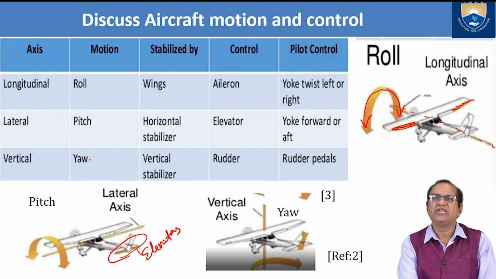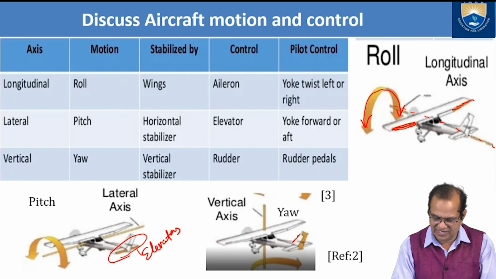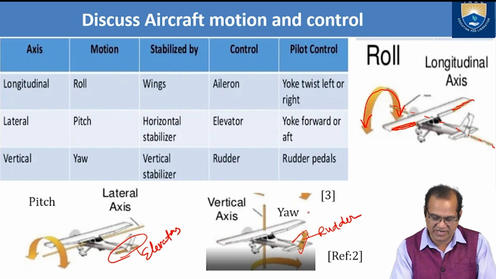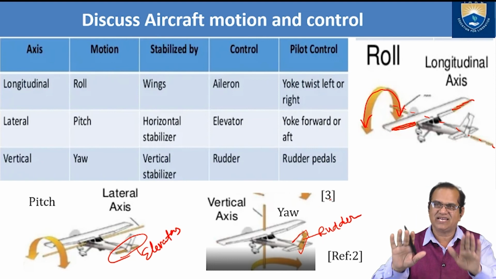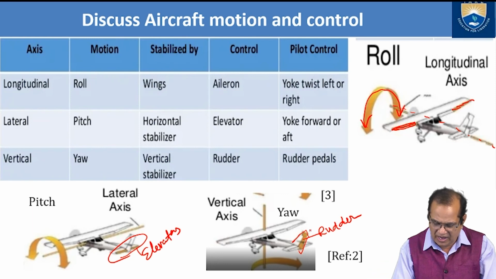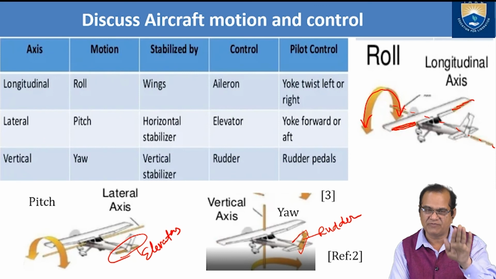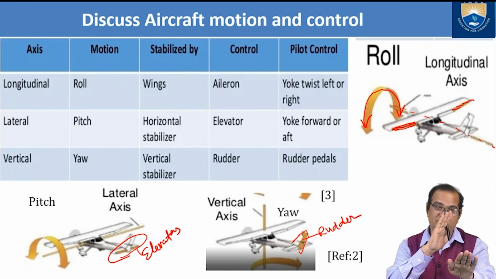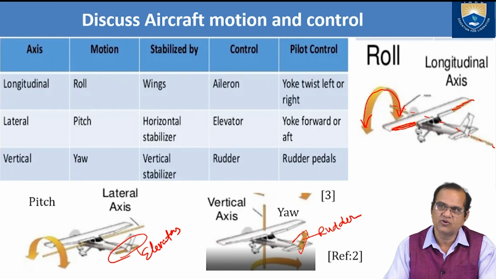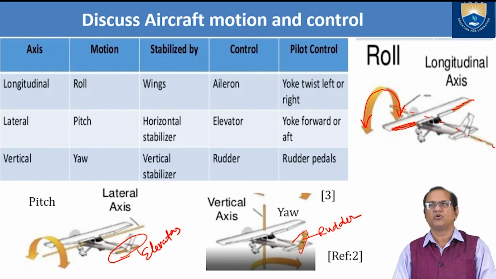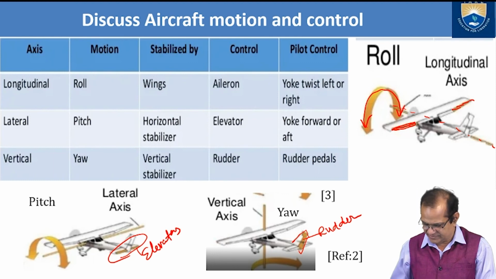Next is the vertical axis, or yaw. The vertical stabilizer is here, you can see, and this is the rudder here. The rudder is operated by the feet of the pilot. The pedals are there, and with the help of the feet it will happen. If you push the left pedal, your rudder will go towards the left and your nose will go towards the left. So it is directly related with the system. That is the discussion on aircraft motion and the control of the aircraft.